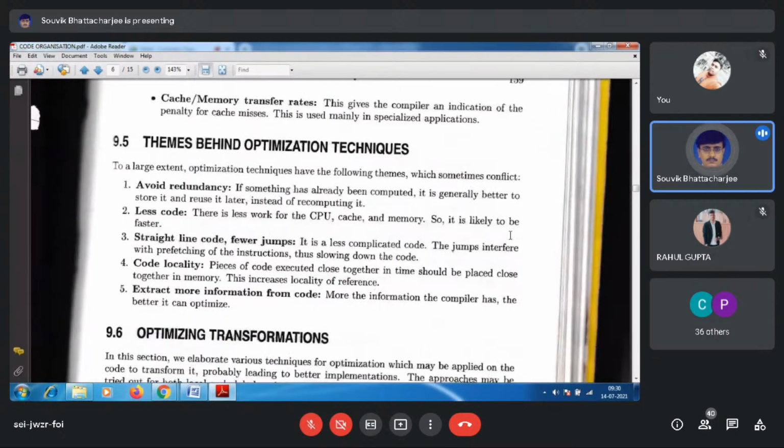Now, the themes or objectives behind the optimization techniques. The first one is to avoid the redundancy. If something is already computed, as I told you, A star B, it is generally better to store it and reuse it later instead of recomputing it again and again. Optimization means less code, that is less work for the CPU, cache, and the memory. So it should be faster.